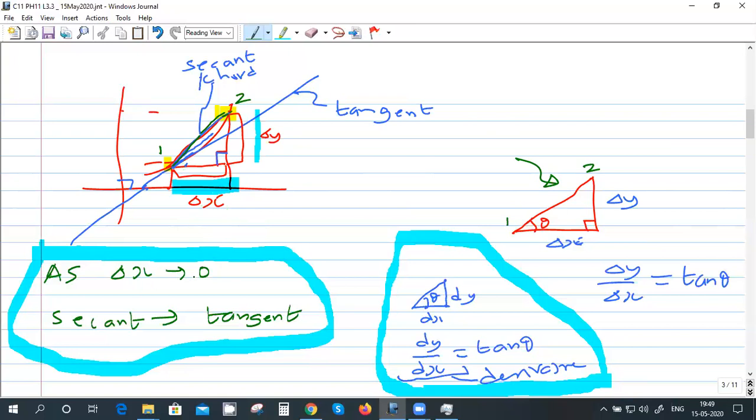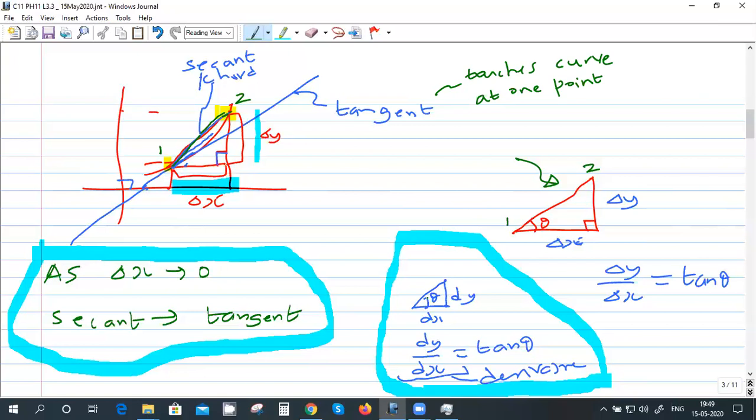So in the limit when delta x tends to 0, when it becomes very, very small, the secant will almost become a tangent. What is a tangent? A tangent is a line which passes through the circle at just one point. It can be for a curve also. It only intersects with that curve at one point. You cannot say intersect, say touches. So when delta x tends to 0, this secant will become a tangent.